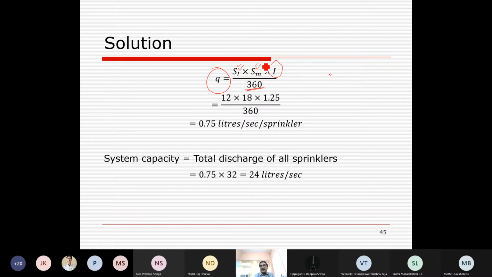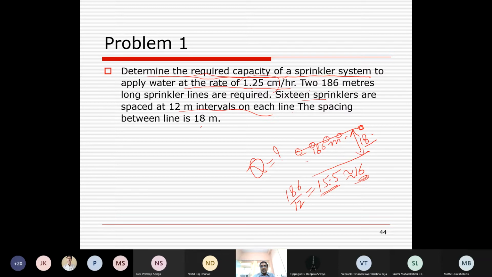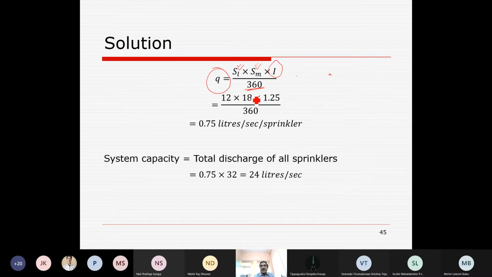We have already learned this. So in that way, we have 12 meter interval sprinklers, 18 meter spacing between laterals, and application rate is 1.25. That gives us an idea: 0.75 liters per second per sprinkler.